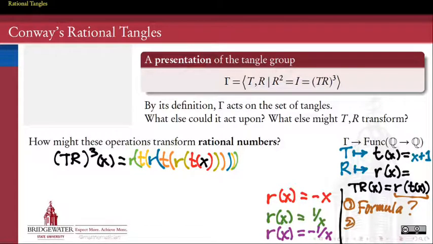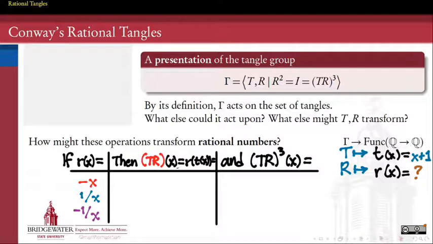And then come up with a formula for what happens when you apply it 3 times. So what's the formula for TR? And then what's the formula for TR to the third power? Because ultimately what we'd like is to find the one of these, if there is one of these three, for which TR applied 3 times actually gives us the identity function back.